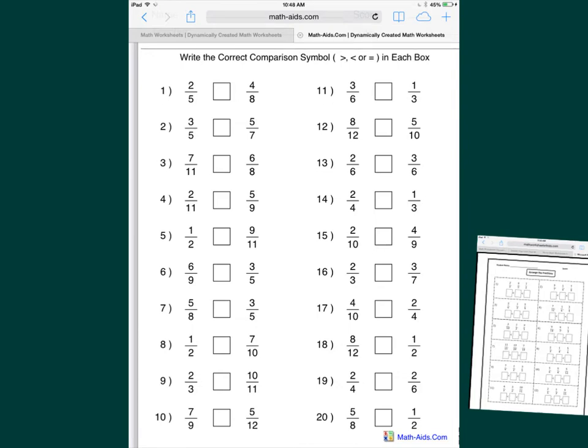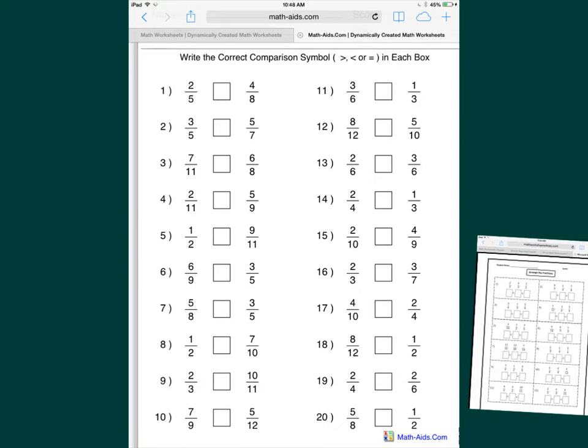Okay, we're looking at comparing fractions, and I'm going to teach you a really easy way to do this if you don't know it already. I know some of your teachers in the past taught it to you, and some teachers like it and some don't. I love it because you're going to get it right every single time. I'm going to teach you why it works also.